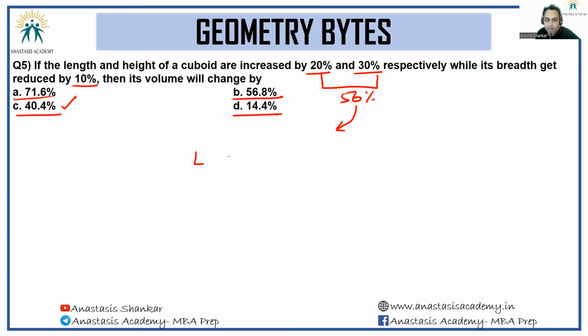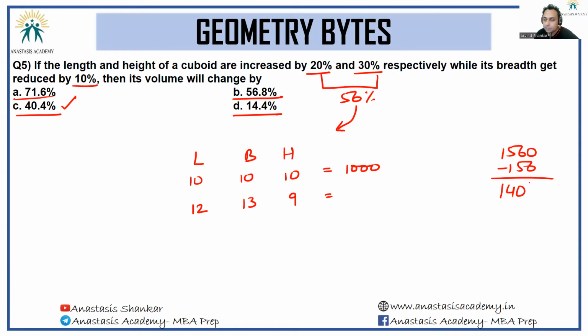Mathematically, if you want to check, let's say length, breadth, and height were 10, 10, and 10. New length has increased by 20%, so 12. Breadth has increased by 30%, so 13. Height has reduced by 10%, so 9. This multiplies to give me, 12 into 13 is 156. 1560 minus 156. So I'll get 1404. Hopefully now you can see the percentage change is 40.4. So the answer will be C.